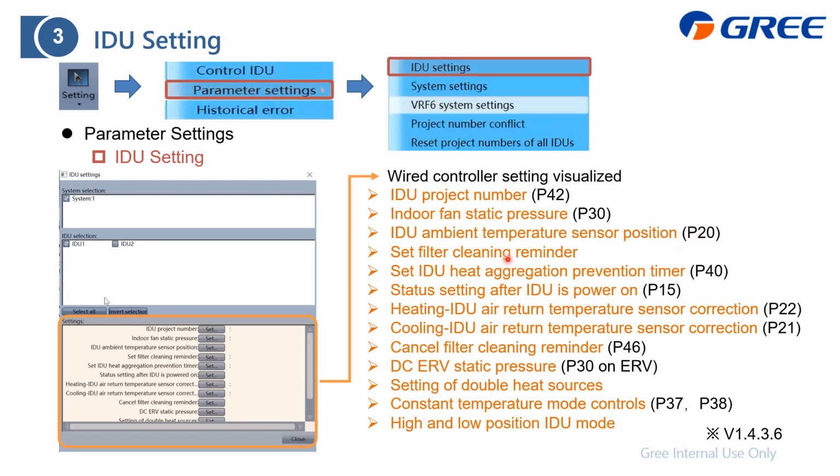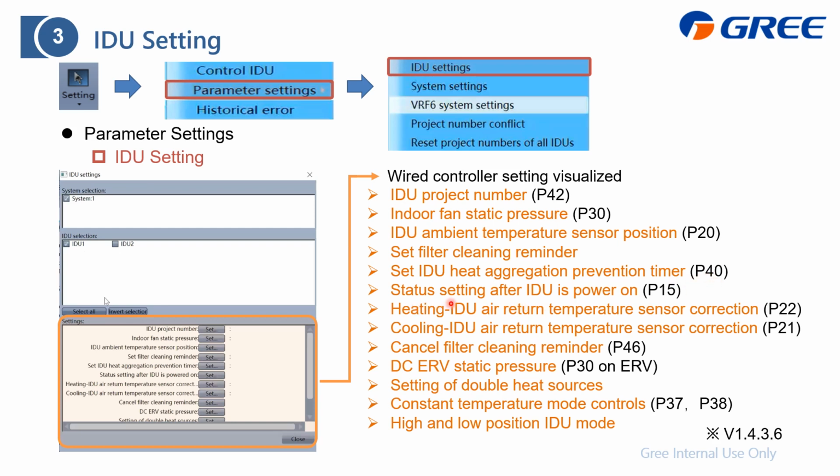And filter cleaning reminder. This is the in.unit heat aggregation prevention timer. This is when the in.unit reaches the set point in heating mode, then the in.unit will stop, right? At that time, you can select how long it will operate the fan to intake the in.room air, which is to detect the temperature. Then it checks the room temperature, whether it meets your requirement or not, which is P40.